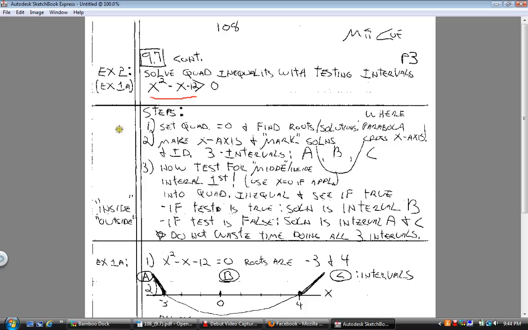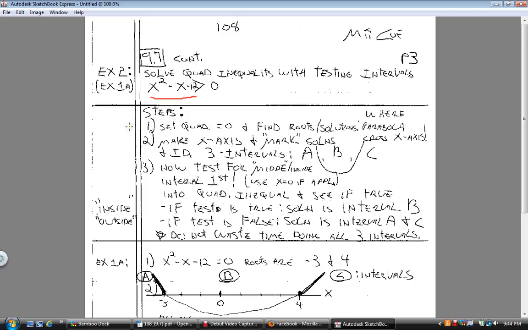And what I found out after looking through the book and stuff, you really can make life efficient for yourself by realizing that interval B, which is the inside or middle interval, is where you want to test first. And many times when x equals 0, that will be inside that interval zone. You let x equal 0 and find out whether it's going to be a true or false statement. So let's just review the steps real quick here.